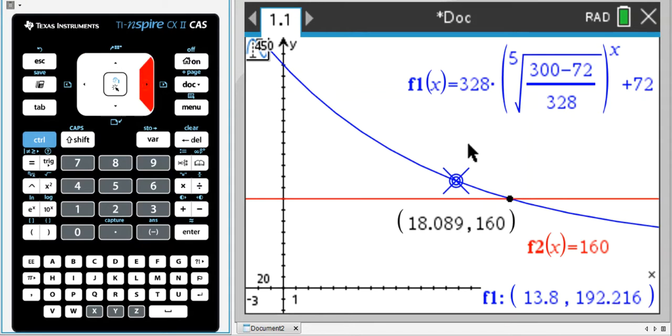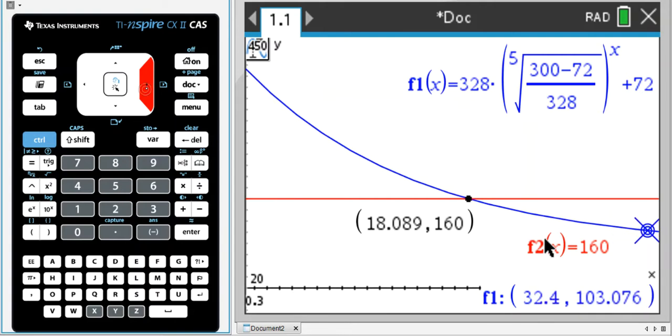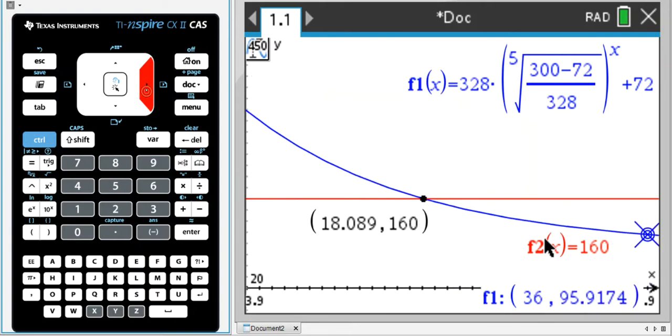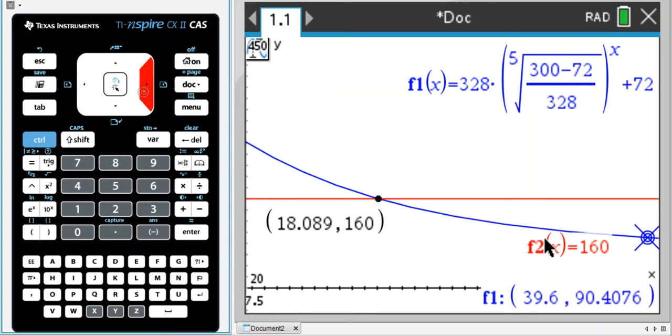And so now I'm just going to click this right arrow, and I can then kind of investigate what's happening to the y values as x increases. And there should be no surprise here. As time increases, the temperature decreases. And as we said before, this temperature is going to decrease and tend towards air temperature. So we should see it leveling off towards 72.